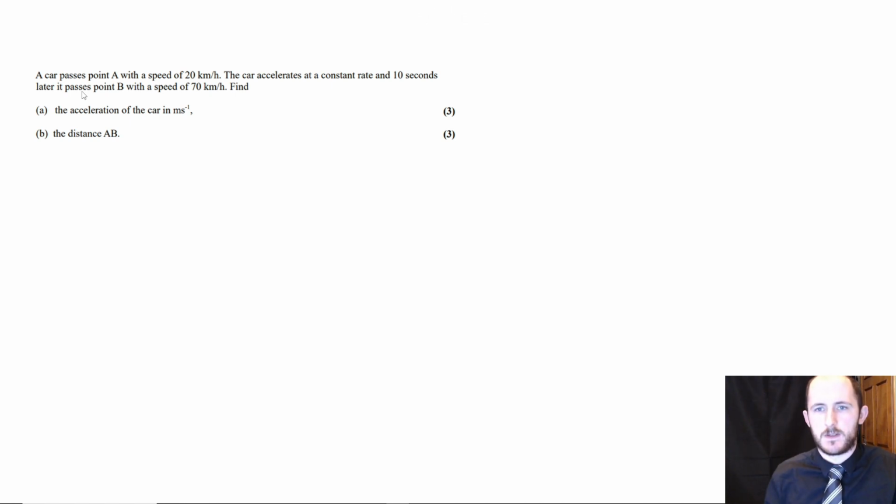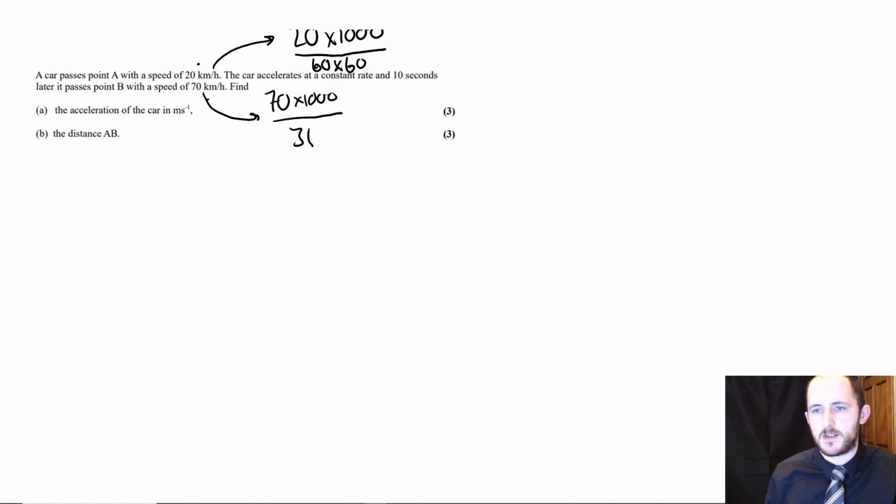So the very first thing I want to do is convert these two units. Okay, so 20 kilometers per hour. If I want it in meters per second, I'm going to change kilometers to meters by timesing by 1,000. And then hours to seconds, you need to divide by 60, because there's 60 minutes in an hour, times 60, because there's 60 seconds in a minute. I'm going to do the same thing here. So 70 times 1,000 over 60 times 60 is just 3,600 though, so you can just use that as your values. So let's work out this.